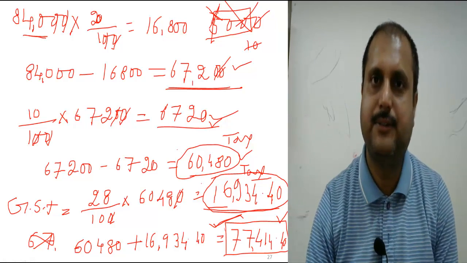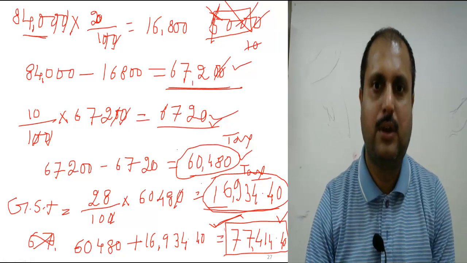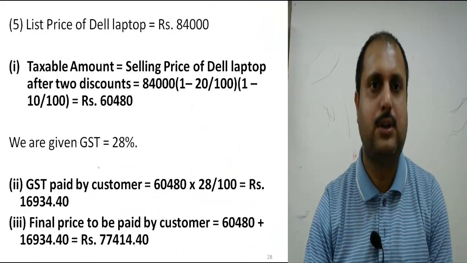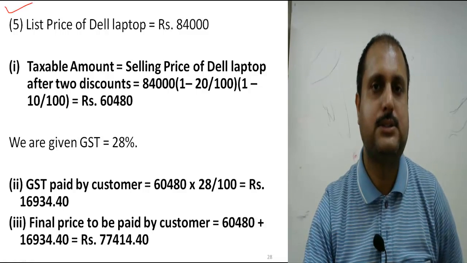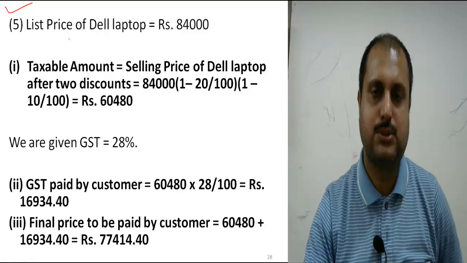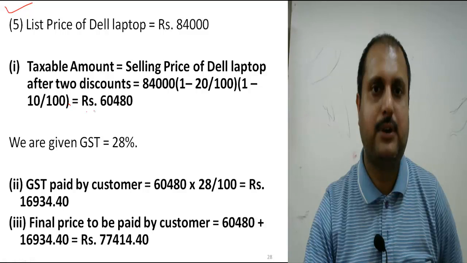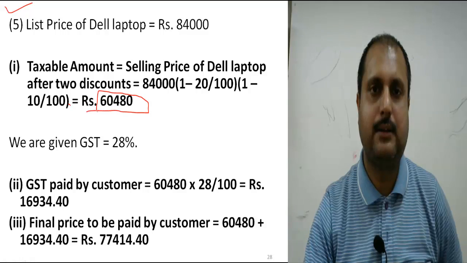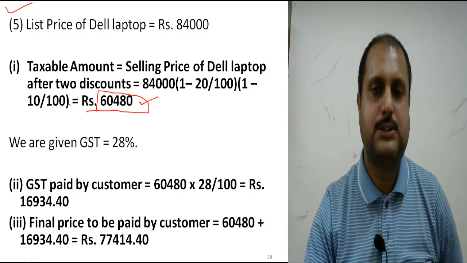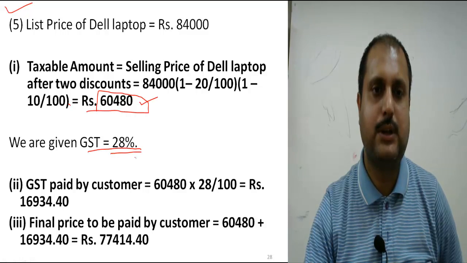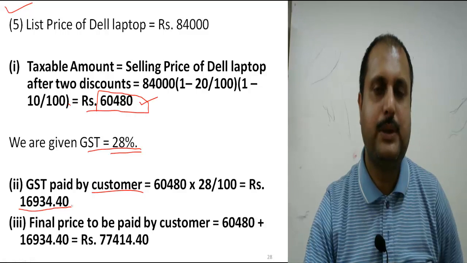I hope it is clear. If it is not clear, you can repeat the video and watch it once again. So this is the whole detailed analysis of this question. I hope that you have understood the question. Now this is going to be the answer. After deduction of the discounts, the 20% and then the 10%, this is the amount, 60,480. Then the GST at 28%, the GST paid by the consumer is 16,934 rupees and 40 paise.